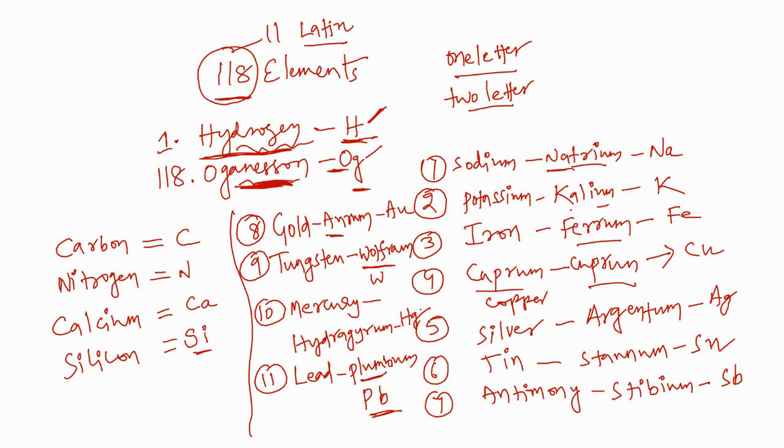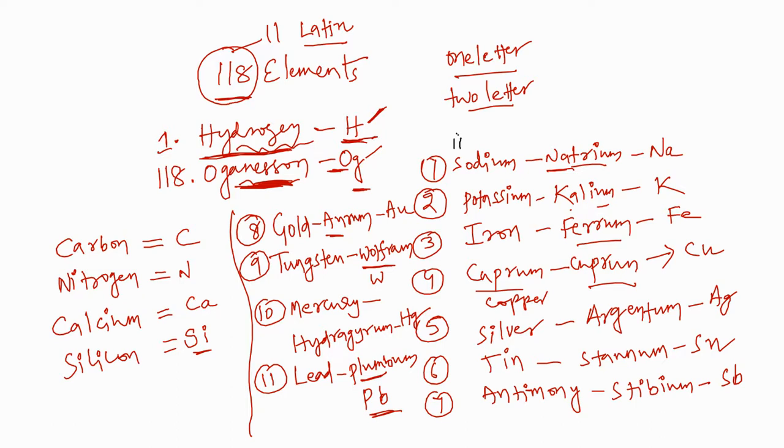So, my dear children, these are the 11 elements which have Latin names from the 118 elements. Very important, my dear students. Just keep an eye on these 11 elements. And here I am going to give you the atomic numbers also.